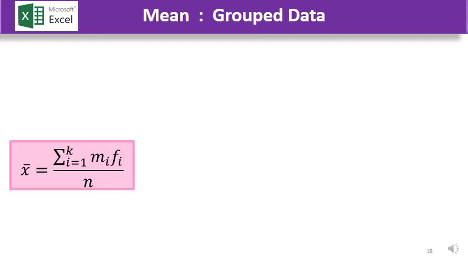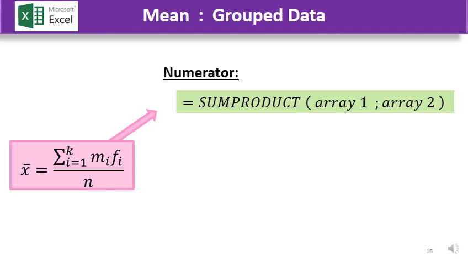We can also calculate the mean for group data in Excel. Recall that the formula for the mean for group data is given by X bar, and we're summing the product of the midpoints times the frequency over the sample size n. When we do this in Excel, we need to build it up. For the numerator, we use equals sumproduct, because we're summing a product at the top, of array 1 and array 2, where array 1 could be your frequencies and array 2 your midpoints. The order doesn't matter here, so you could put your midpoints first and then your frequencies.